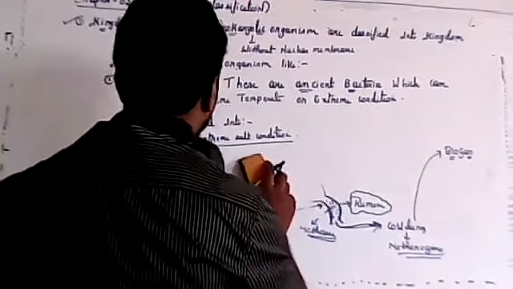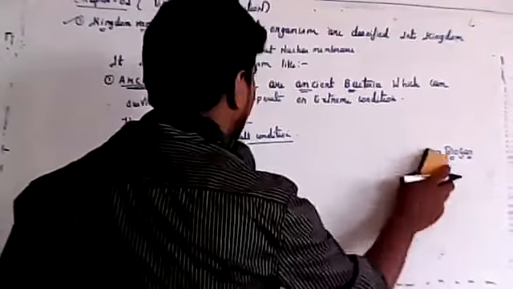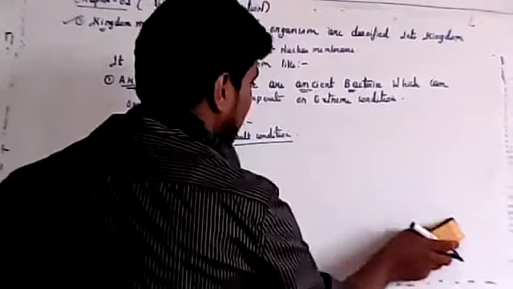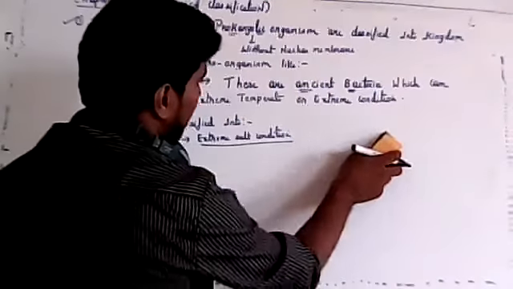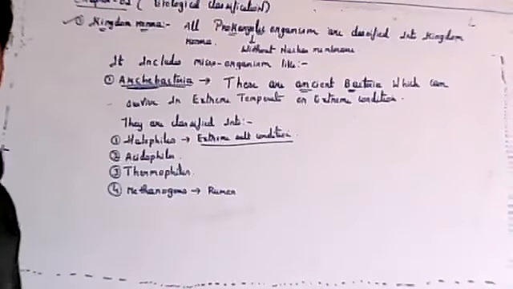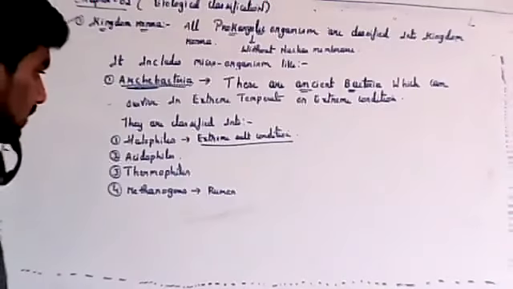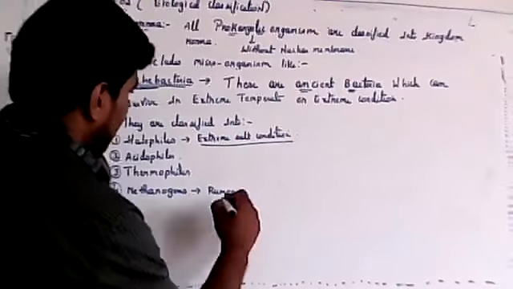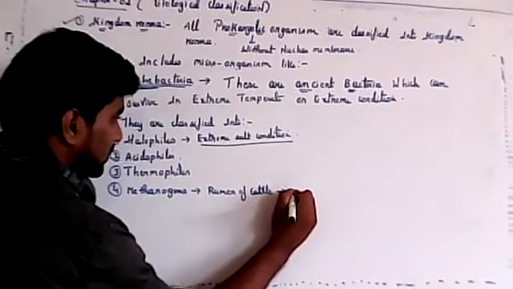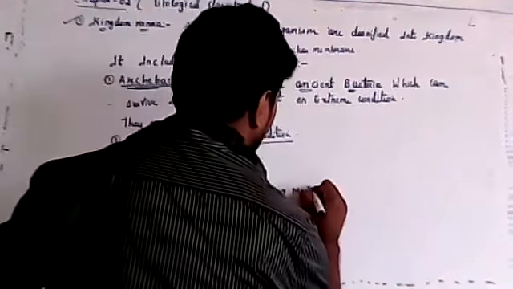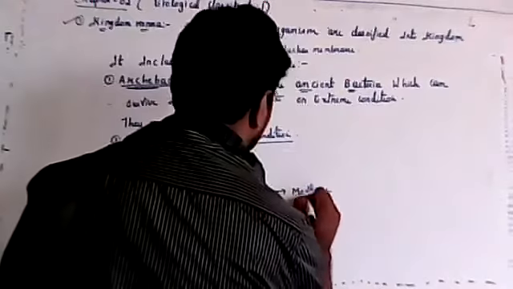Halophiles survive in extreme salt condition. Acidophiles are bacteria which survive in extreme acidic condition. Thermophiles are bacteria which survive in extreme temperature. Methanogens are archaebacteria which survive in the rumen of cattle and produce methane gas. So methane gas is produced by these archaebacteria known as methanogens.